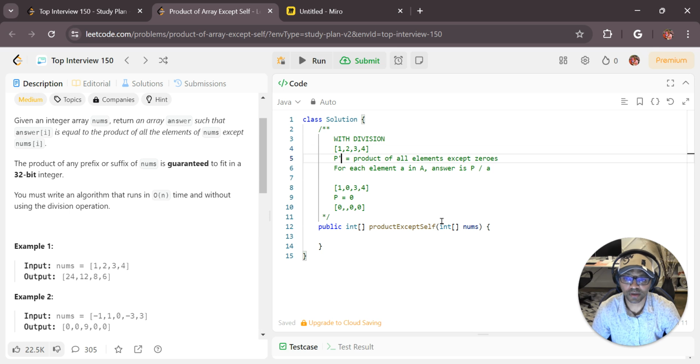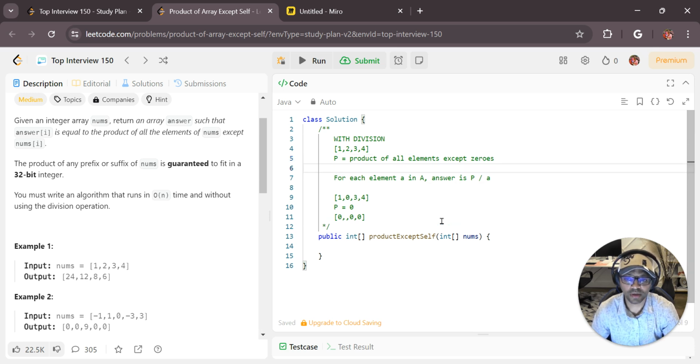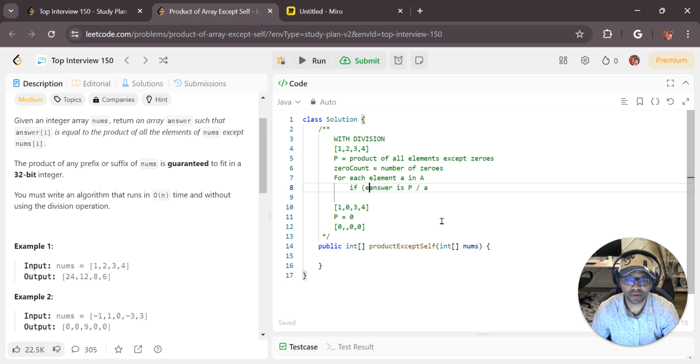So let's just call it P, and then we say P equals the product of the non-zero elements. For each element a in A, we also, one second, we also count zeros. Let's say zero count is equal to the number of zeros. So for each element a in A, if zero count is greater than 1, then the answer is 0, right?